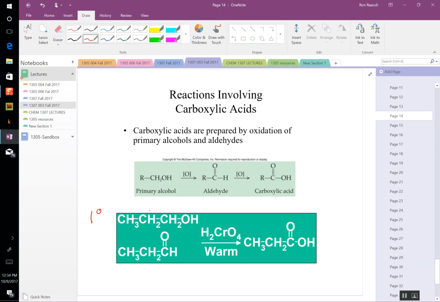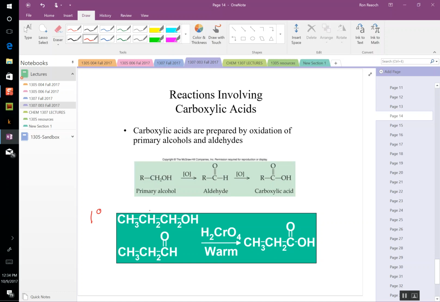Why primary? Well, that's where your OH is. It's on the end carbon, and that's where your carboxyl group is going to end up, on the end carbon. So you can't get here from a secondary alcohol. You can't start with your oxygen here and get a carboxyl group. All you can get is an ester, or ketone. So primary alcohol, carboxylic acid.